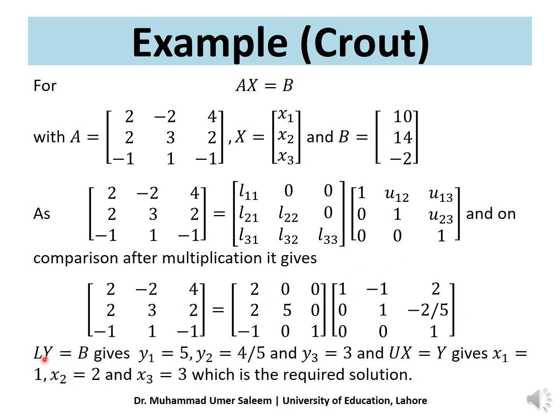Then by applying Ly is equal to B, this gives the intermediate vector as 5, 4 by 5, 3. So you will use Ux is equal to Y, this will give you x1 is equal to 1, x2 is equal to 2, and x3 is equal to 3, which is the required solution, or in fact the solution to the original system.